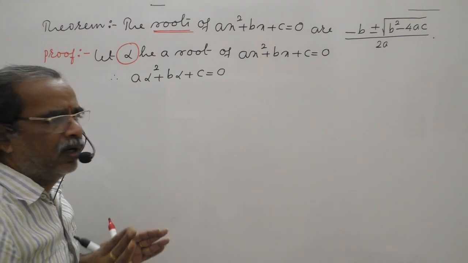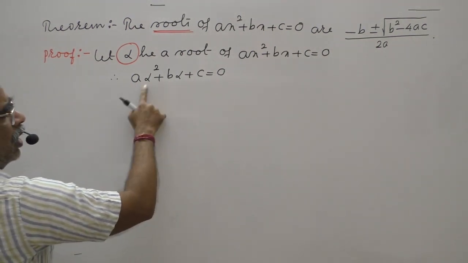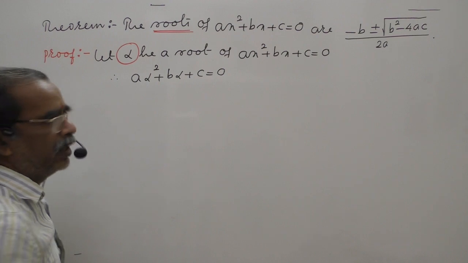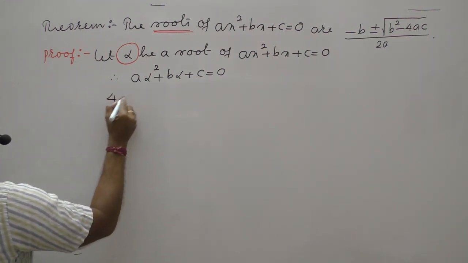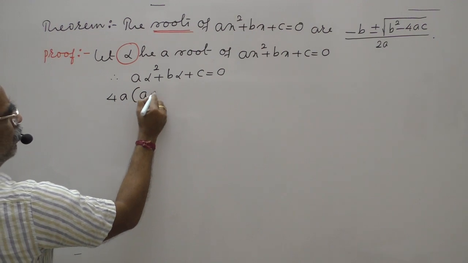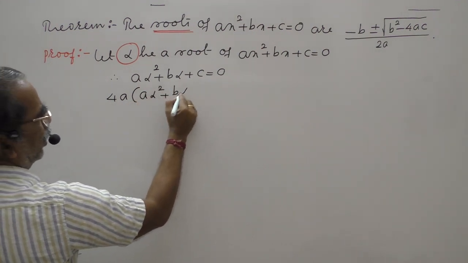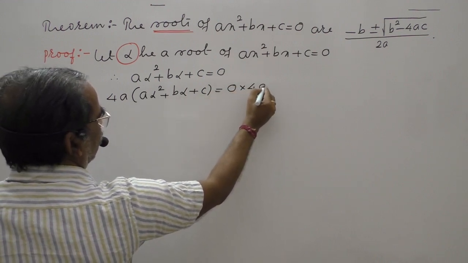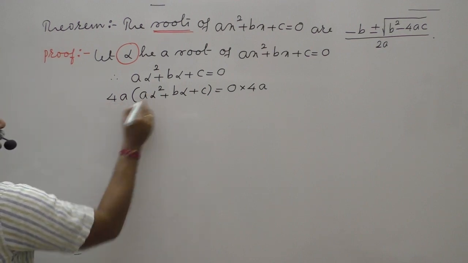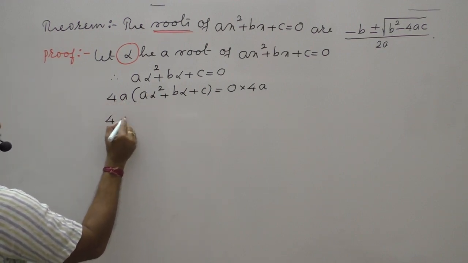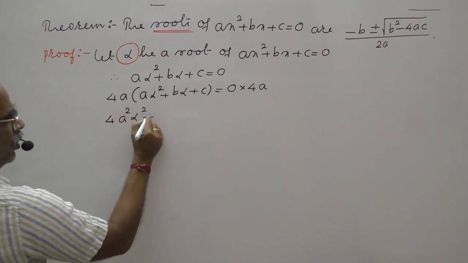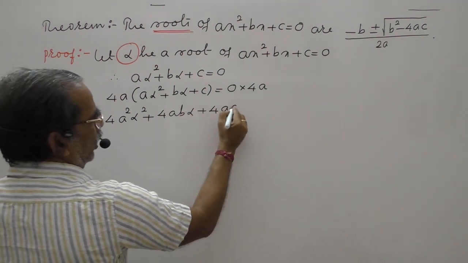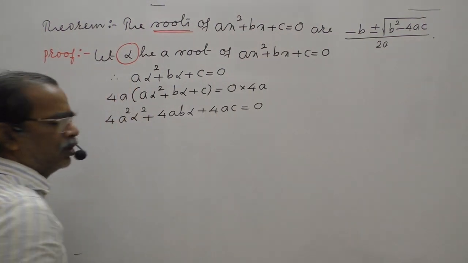We have taken alpha as a root. How to separate alpha? Here alpha square is there, here alpha is there. We cannot separate it. So for that, what do I do? I multiply both sides by 4a. a alpha square plus b alpha plus c is equal to 0; here also multiplying with the same. So let us multiply. What is this now? 4a square alpha square, then 4ab into alpha, plus 4ac. Right side 0 into something, 0.